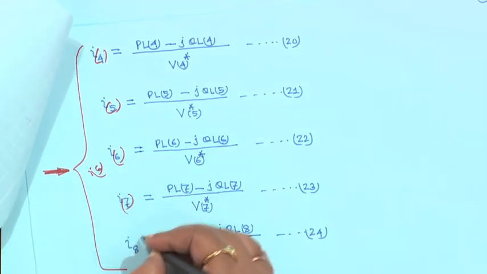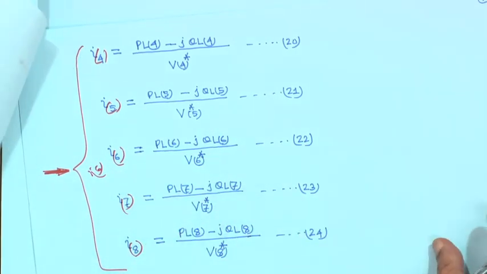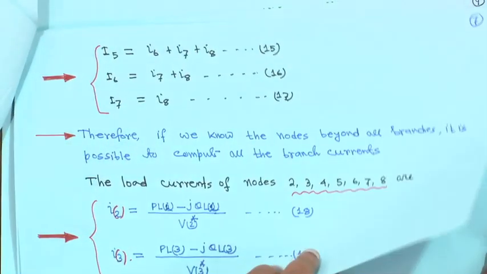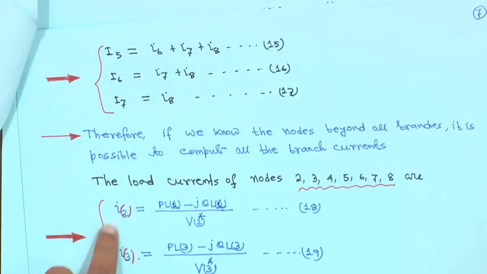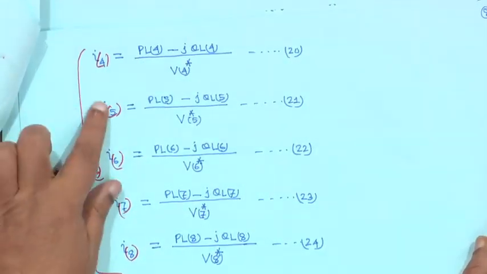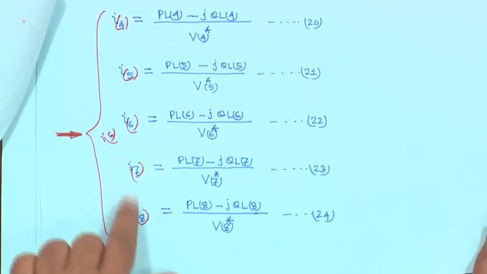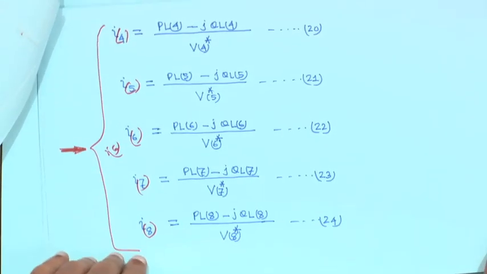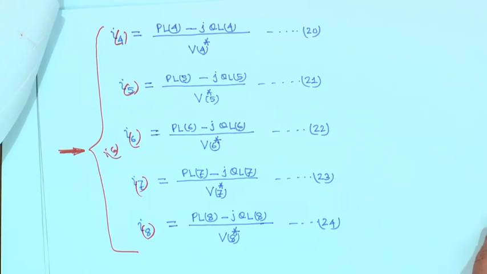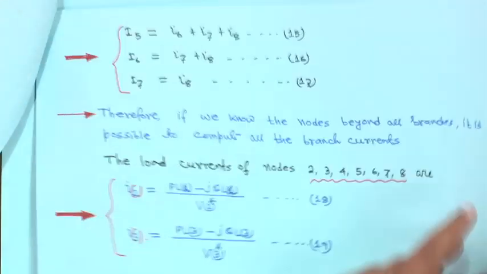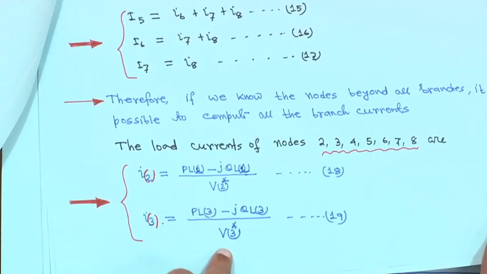This is your I7, this is your I8, right. You can put it like this. That means in general I2, I3, I4, I5, I6, I7, I8 all can be computed. How will it be computed? Because PL, QL are known, but V2, V3 all are not known.